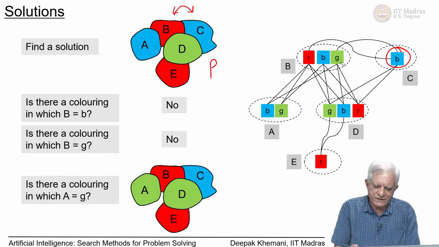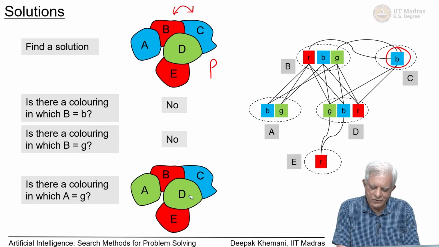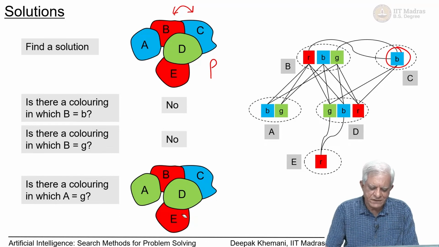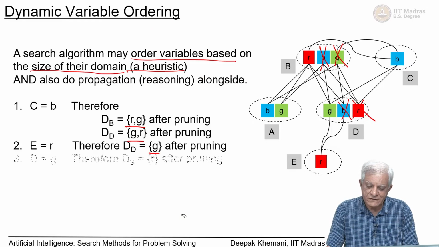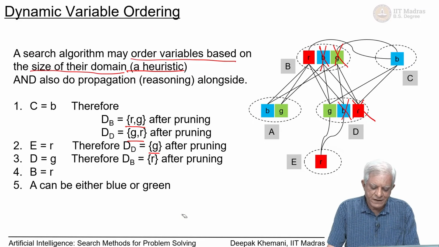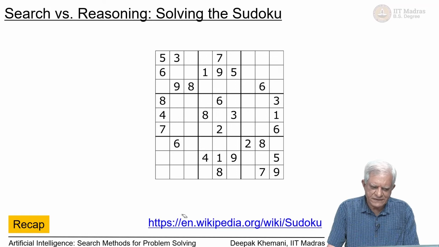These are the two solutions. B is always red, C is always blue, D is always green, E is always red. It is only A which can change either to blue or to green. But this is a very small problem. In general, constraint satisfaction problems have larger domains and things like that.